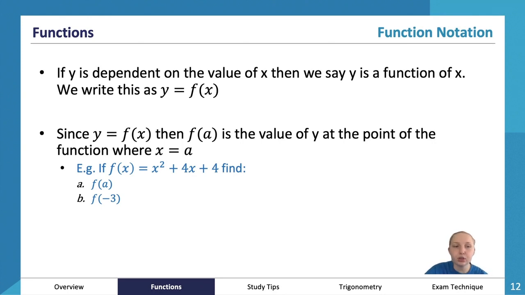Okay, so we'll have a bit more of a look at an example in a minute, because it's a little bit tricky to get your head around without seeing an example. But essentially, what this means is that our y coordinate is equal to f of x. So our y coordinate is equal to substituting x into the function. So since y is equal to f of x, then f of a is the value of y at the point of the function where your x is equal to a.